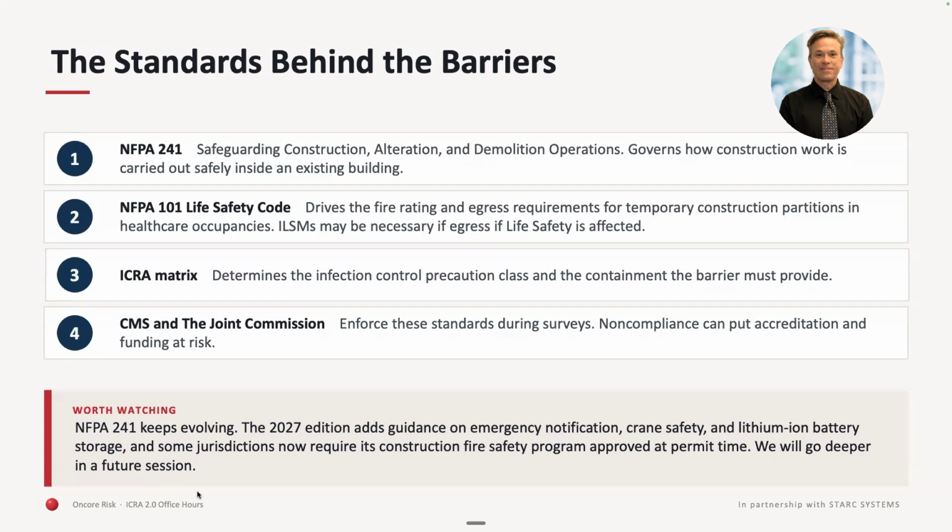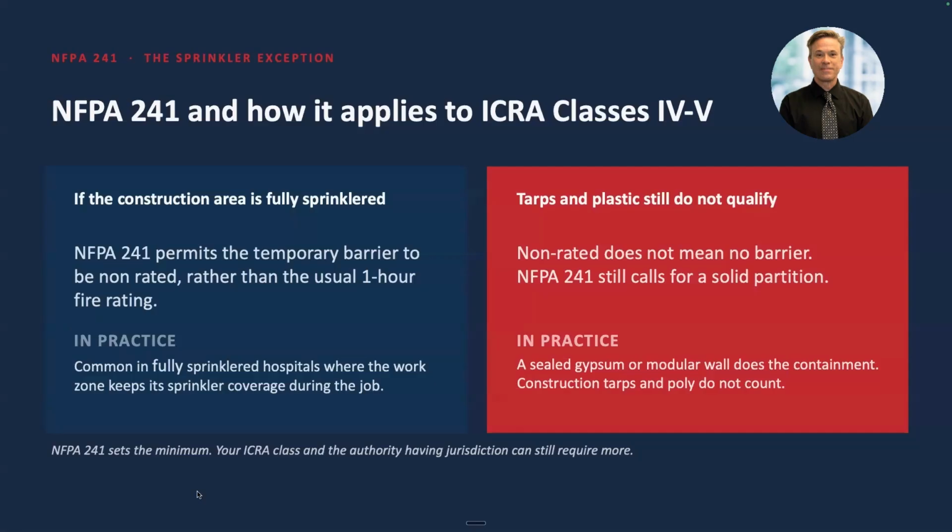In addition, going back to the type of barrier, from these requirements is listed in the ICRA matrix and the ICRA requirements as well. And these are all surveyed by CMS, Joint Commission, and DMV as well. What does NFPA 241 actually say, and how does it apply to the ICRA classes of precautions 4 and 5? It is listed as item number 1 on the table. In table 5, it says the barrier must comply with NFPA 241. 241 permits the temporary barrier to be non-rated rather than 1 hour rated if you are fully sprinklered. And tarps and plastic and stuff like that, that's not rated, is not acceptable.